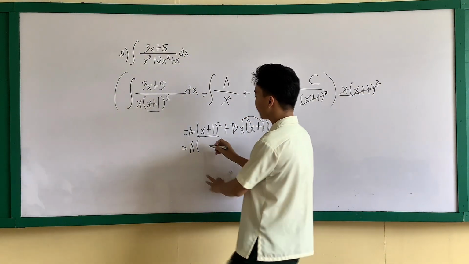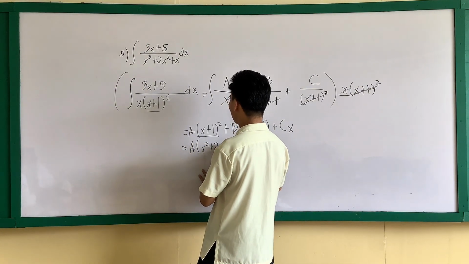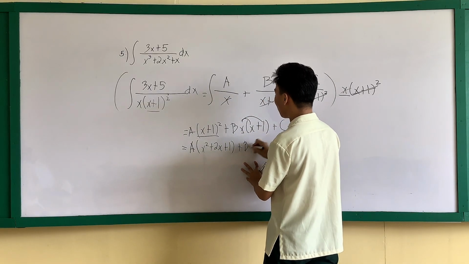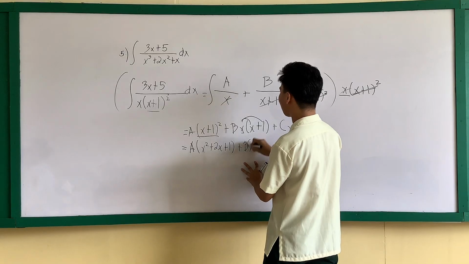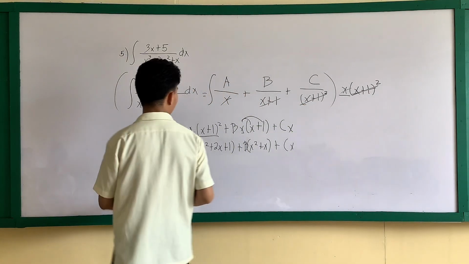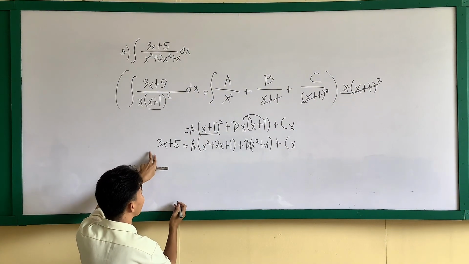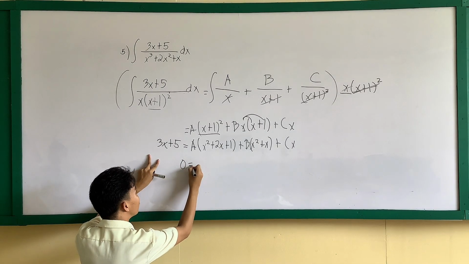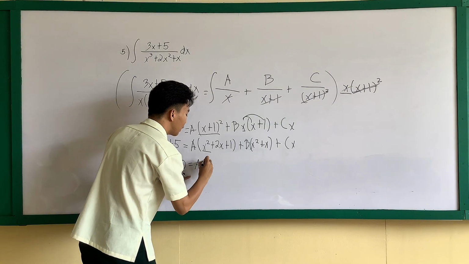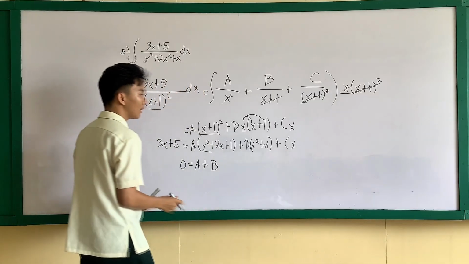So to expand this, we have to use the FOIL method. X squared plus 2x plus 1, plus distribute this x. So bx squared plus bx plus cx. Next is hanapin natin yung x squared term. Since walang x squared dito, we're going to put 0, and a is merong x squared, so put a, plus b is merong x squared, so put b. Since yung c is wala, so di natin siya lalagay.